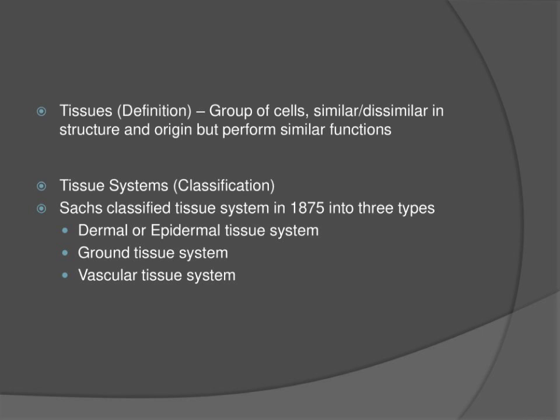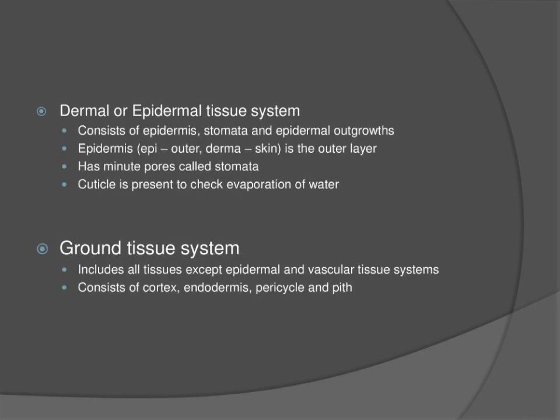First one is dermal or epidermal tissue system. Epidermal tissue system consists of epidermis, stomata and epidermal outgrowths. Now tissue system means group of tissues formed together. So this tissue system should consist of certain tissues. Those are epidermis, stomata and epidermal outgrowths.